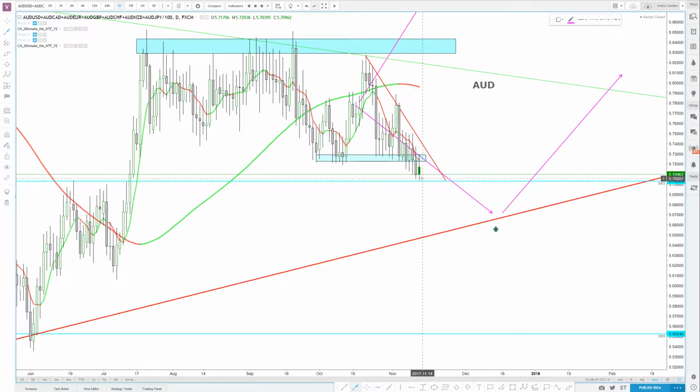But as it stands, I think it still wants to come down to this trend line. So I remain kind of cautious. So I'm gonna write down in parentheses AUD up in parentheses. Just kind of look at it.